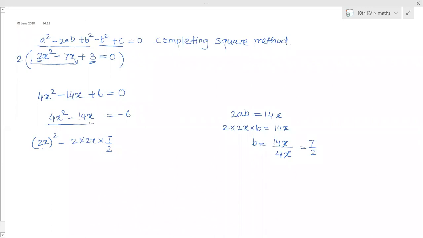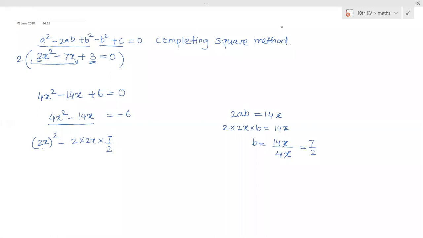When you write it, is this the same term as this one? Check it. Is this the 14x? Is this the same? Yes or no? Ma'am, I couldn't understand you.